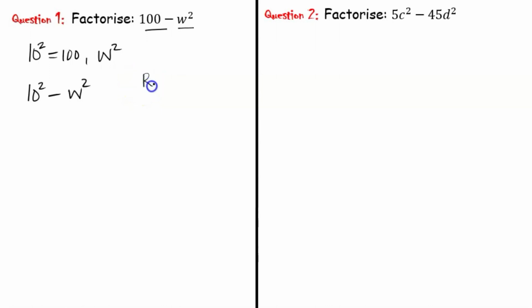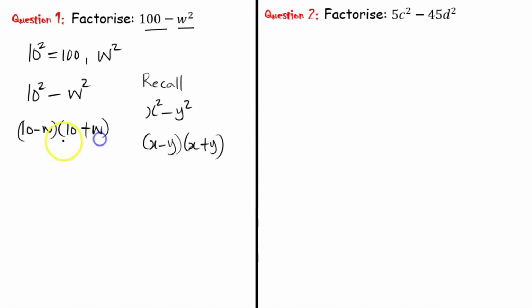If you recall again, difference of two squares is when you have two squares subtracting one another. The rule simply says it is the same thing as the product of their difference and their sum. So when I apply this, I'm going to have 10 minus w multiplied by 10 plus w. And this is the factorization. It's that simple.